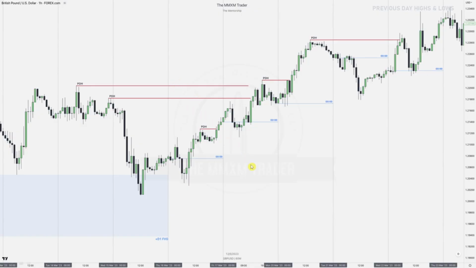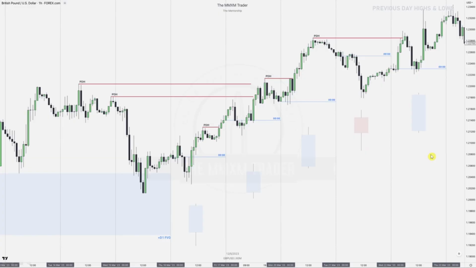So I would say the most essential things to have on your chart is that vertical line to separate the days from 12 a.m. New York time. Draw out that New York midnight price line, and also previous daily highs and previous daily lows, as those are the easiest liquidity pools in the market. Now, how do these candles look like? Let's go to the next slide.